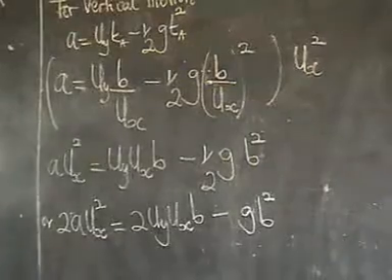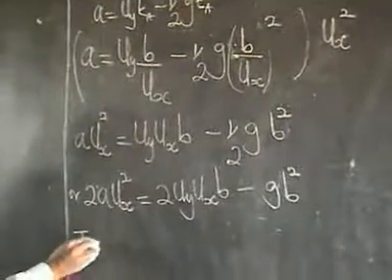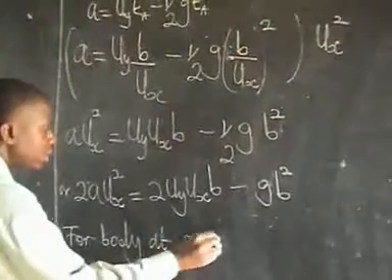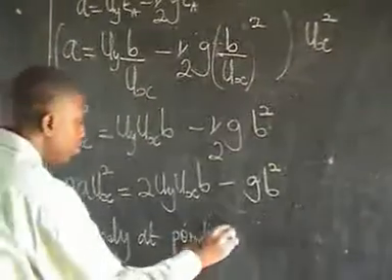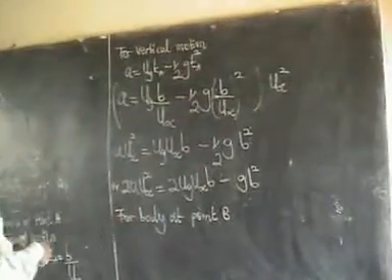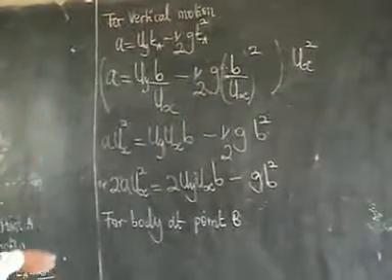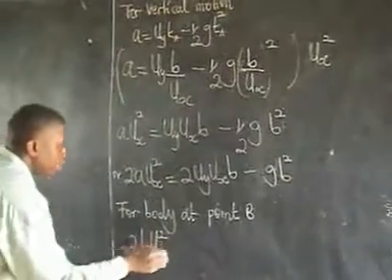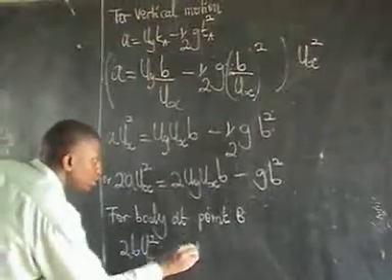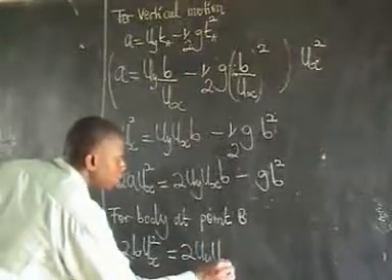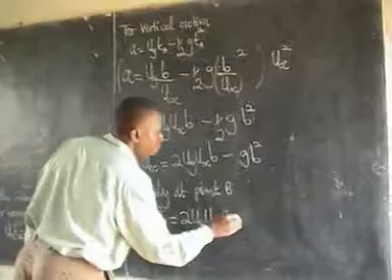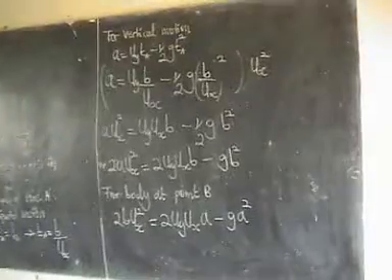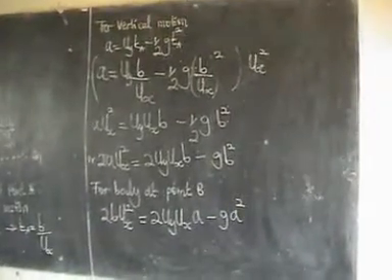So for the body at point A, I'm going to deduce it from this expression. For the body at point B, where there is B, I'm going to put an A, and where there is A, we are going to put a B. So we shall have 2b ux squared is equal to twice uy ux, so this is now an A, minus g, where there is B, we put a squared. So these are now our two equations.